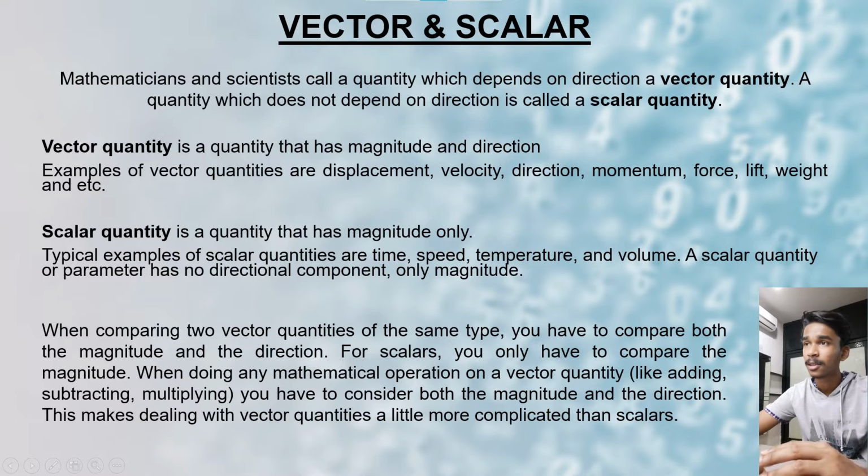Now let's look at the introduction of vector and scalar. Mathematicians and scientists call a quantity which depends on direction a vector quantity, and a quantity which does not depend on direction is called a scalar quantity.